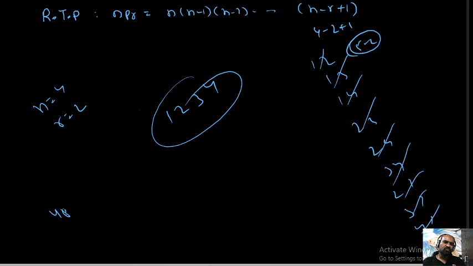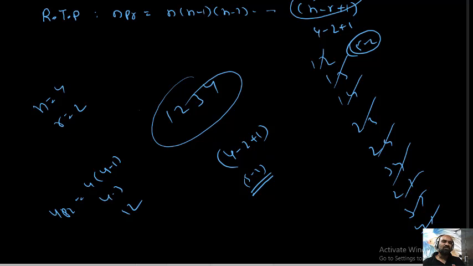So 4P2 equal to 4 into 4 minus 1. We can't write 4 minus 2 as the last one. What is the last bracket? 4 minus 2 plus 1 is the last bracket, which is 3. So up to 3 only, means 4 into 3 only, that is 12 only.